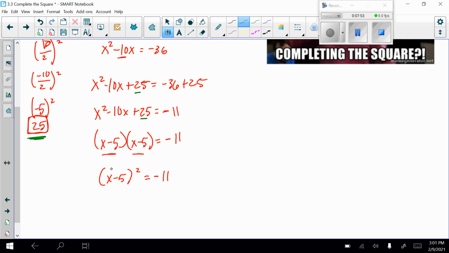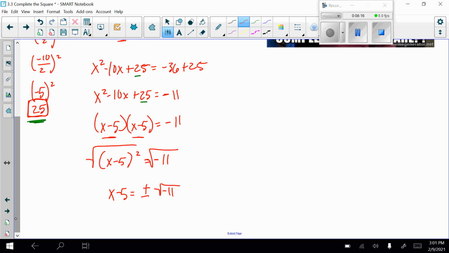Now this looks like something we can solve using square roots. I've got the thing being squared all by itself, so I'm going to take the square root of both sides. It gets me x minus 5 equals plus or minus the square root of negative 11. Can't forget about that plus or minus unless you want Mr. Smith to have an existential breakdown. Don't forget your plus minus.